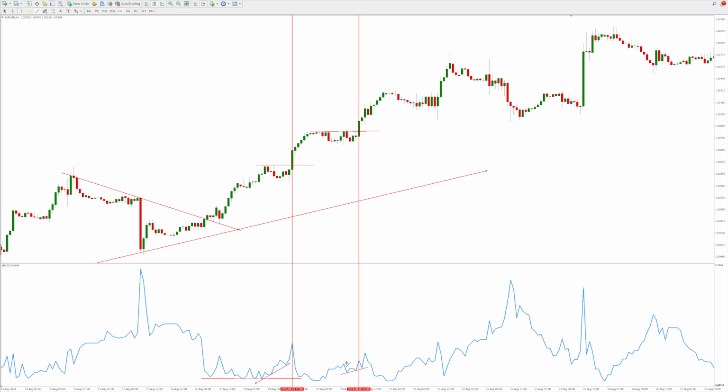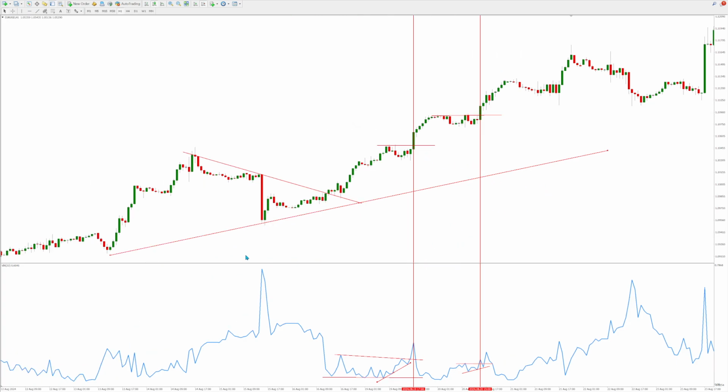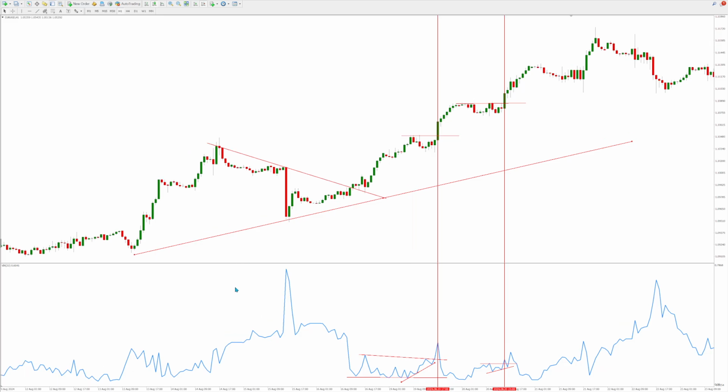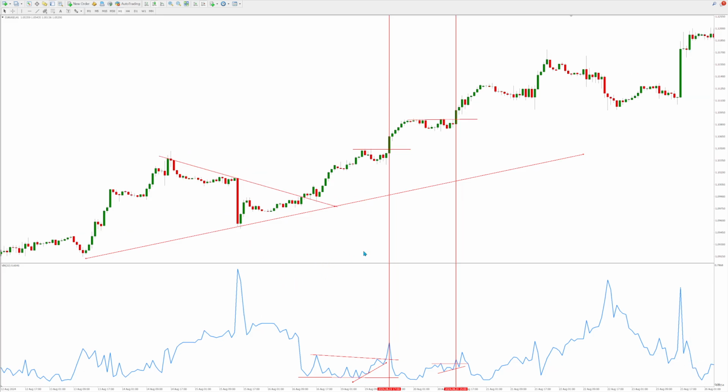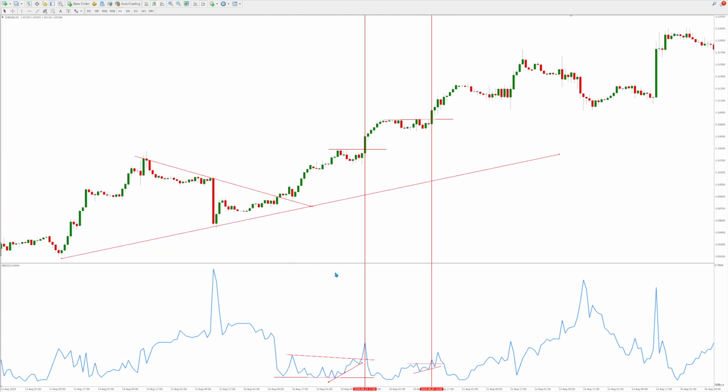going back, returning back in an upwards direction, and even a breakout of the peak there as well, just as the previous one was also a breakout of the peaks there. Okay, so this is my interpretation, as I said, of how I would use the VIX indicator. It is open to interpretation.